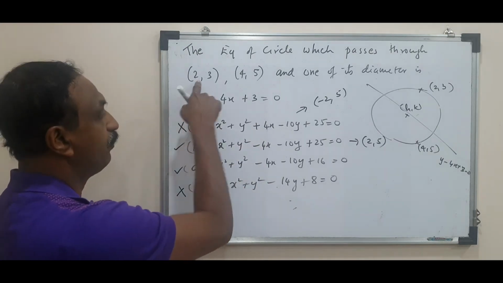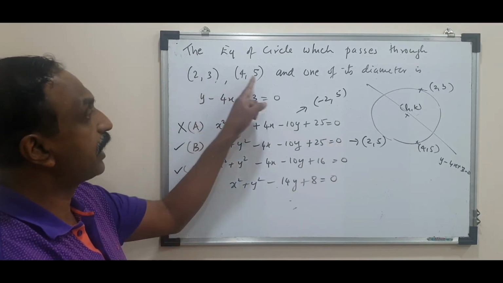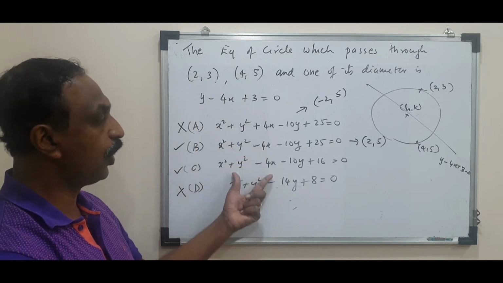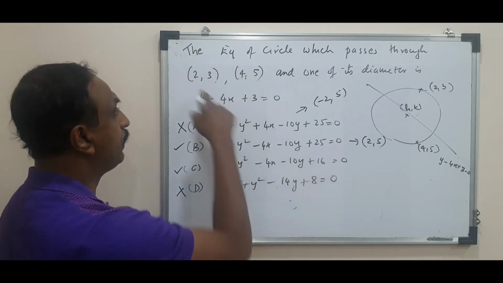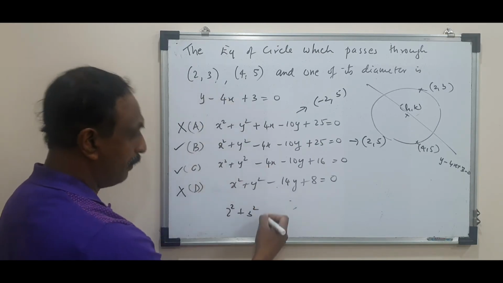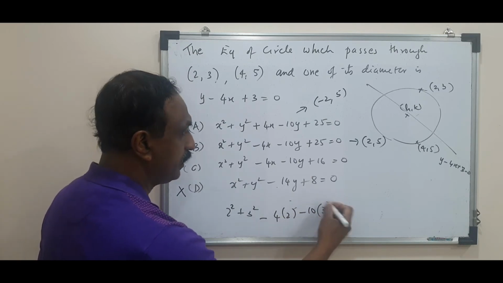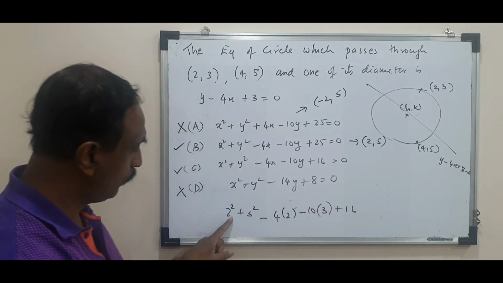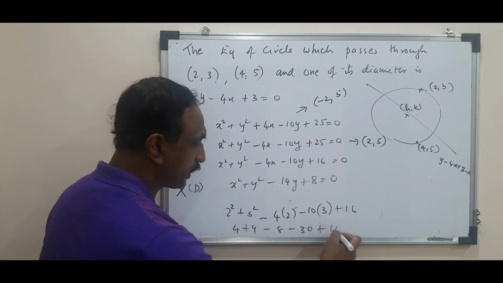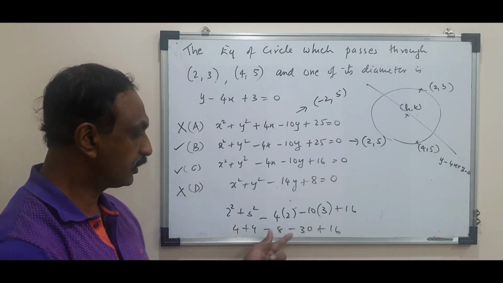Now let's check whether the point (2, 3) satisfies this equation or not. They said there are 2 points on the circle, so we need to check whether these 2 points satisfy it or not. It is easy to check on one of them. Let me take this. So 2 square plus 3 square minus 4 into 2 minus 10 into 3 plus 16. Is it giving me 0? 4 plus 9 minus 8 minus 30 plus 16. 4, 13. 13 plus 28. So this is not correct.